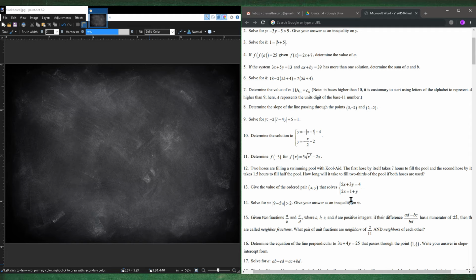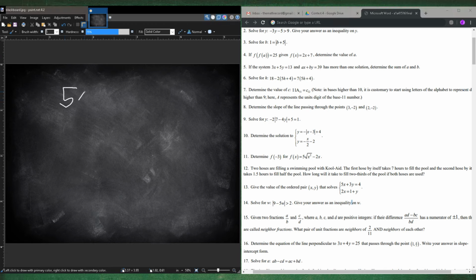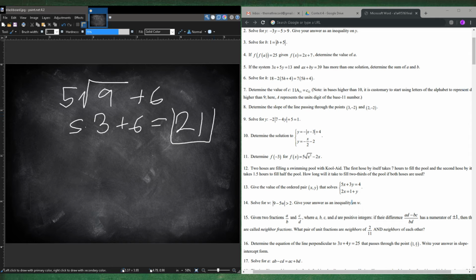Okay, question 11. Determine f of negative 3 for f of x equals 5 times the square root of x squared minus 2x. So negative 3 squared is 9, minus 2 times negative 3 is plus 6. The square root of 9 is 3, so 5 times 3 plus 6. That's 15, and 15 plus 6 is 21. So the answer for number 11 is just 21.